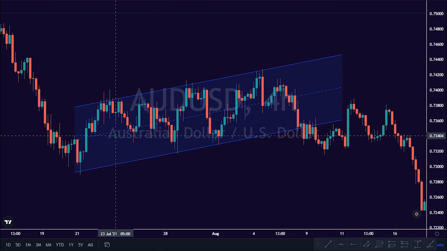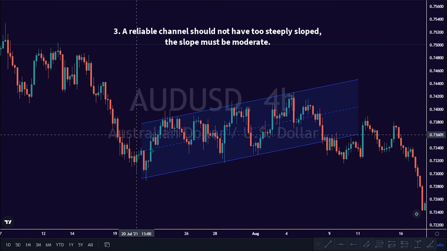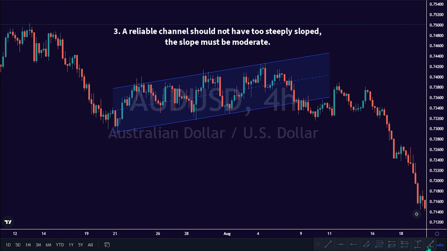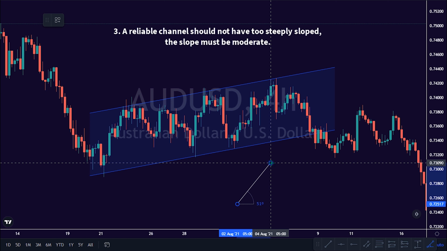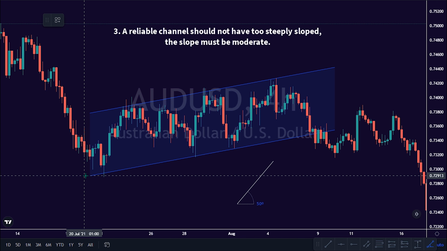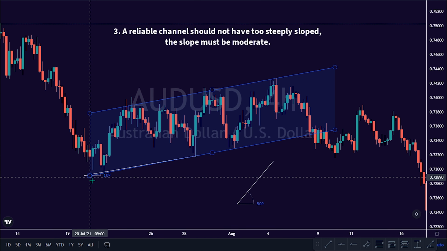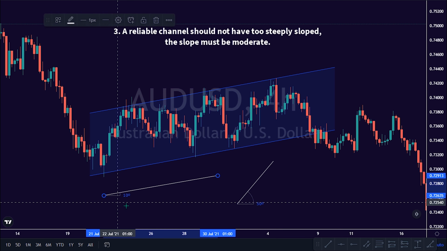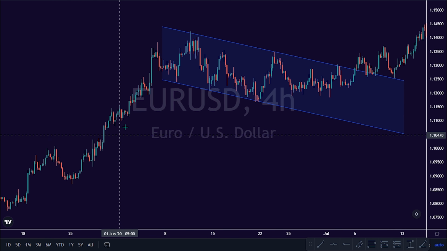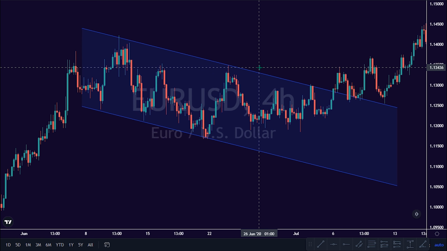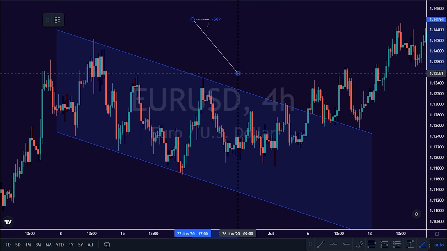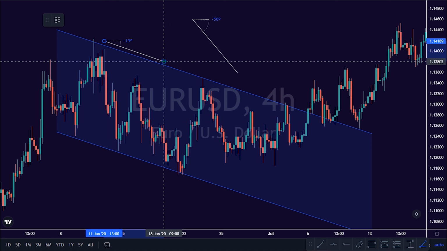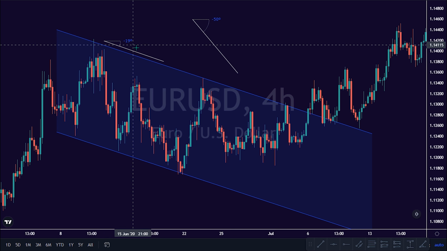Number 3, a reliable channel should not be too steeply sloped. The slope must be moderate. The angle of inclination should not be higher than 50 degrees and not lesser than 10 degrees in a bearish trend. While in a bullish trend, the angle of inclination should not be higher than negative 10 degrees and not lesser than negative 50 degrees.